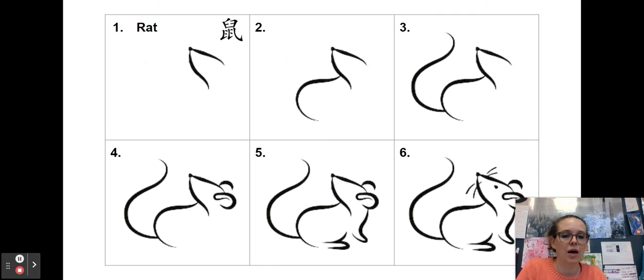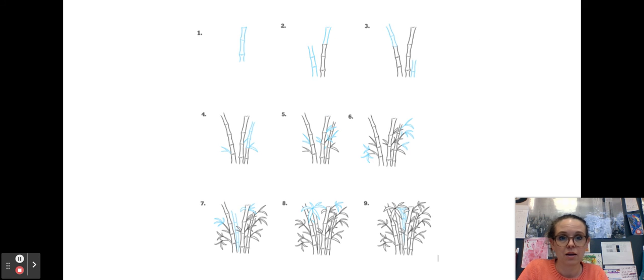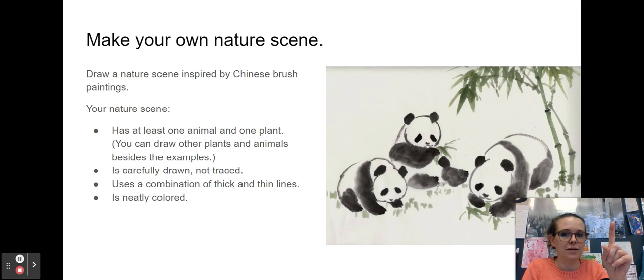Here's an example of how to draw a rat, a panda, see where the thick and thin lines are, and a step-by-step for drawing bamboo. And you'll get some hard copies of these at your table that you can practice with. Remember, at least one plant and at least one animal, carefully drawn, not traced, combination of thick and thin lines, and it's neatly colored. Please make sure that you write your name on your picture to turn in at the end.